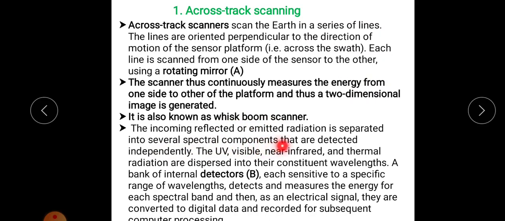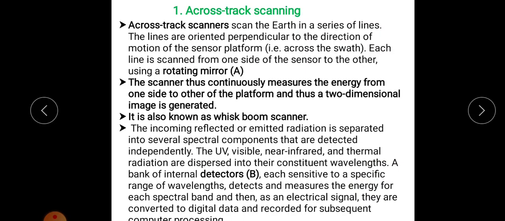The incoming reflected or emitted radiation is separated into several spectral components that are detected independently. The UV, visible, near infrared, and thermal radiation are dispersed into their constituent wavelengths. That is, we are taking different types of radiation, and each radiation will reflect independently. The reflection of different wavelengths will vary, so the spectral reflectance of these radiations also varies. By studying the type of reflectance, we can identify the Earth's surface features.